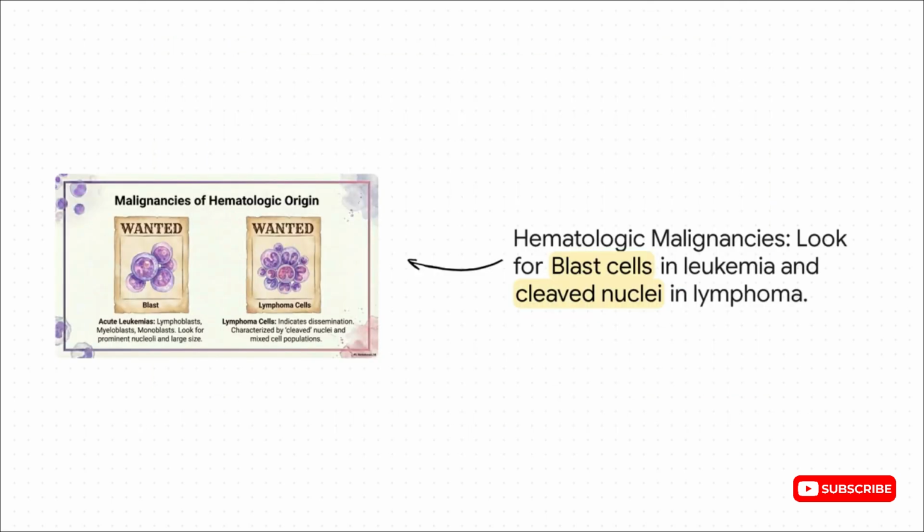Now let's look at the real deal, true malignancies that originate in the blood. On the left, we have our first wanted poster for blast cells. You're going to see these in acute leukemias. They could be lymphoblasts, myeloblasts, or monoblasts. The key features to look for are their really prominent nucleoli and their large size. Then on the right, our second wanted poster is for lymphoma cells. Finding these means a lymphoma has spread to the central nervous system. They have a very characteristic look, with these cleaved or irregularly shaped nuclei, and you often find them hanging out in a mixed population of other cells.